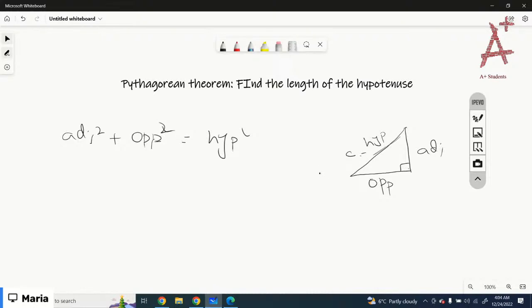This is C, this is A, and this is B. You can write it as C square equals A square plus B square; that means hypotenuse square equals the sum of the squares of the other two sides. Got it? So let's start with the first question.